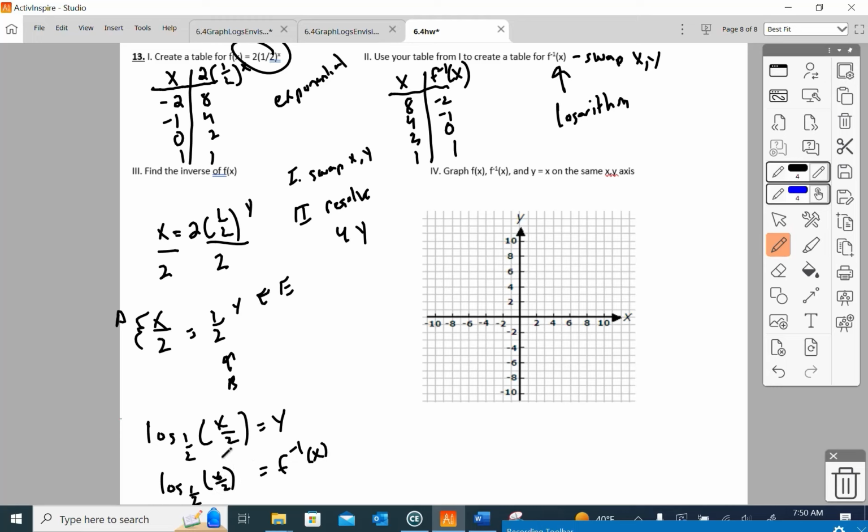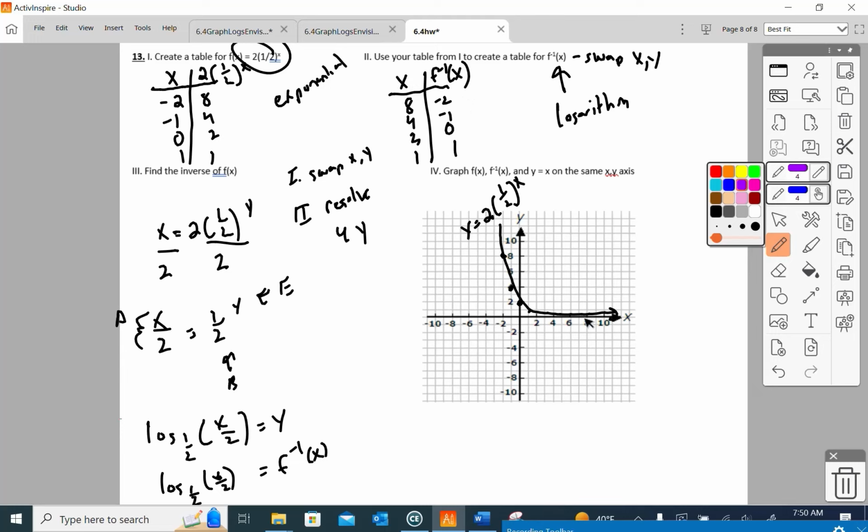And then I'm going to graph it, based on my table. So when x is negative 2, the y value is 8. When x is negative 1, the y value is 4. When x is 0, the y value is 2. And then 1, 1. Here is the first function. It's going to flatline right there. This is y equals 2 times 1/2 to the x. The logarithm, which I'll do in purple, is right here.